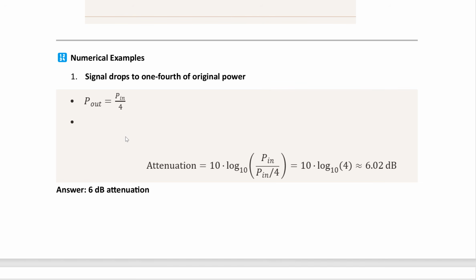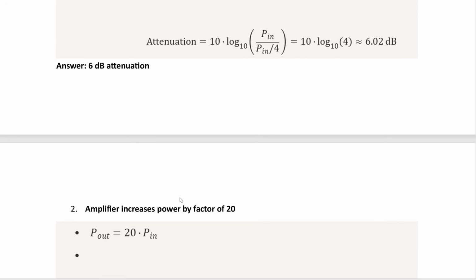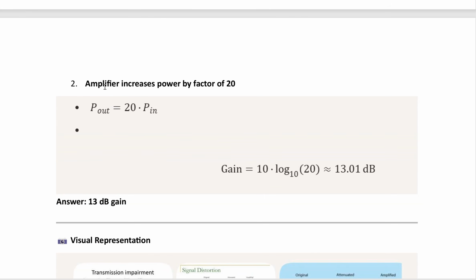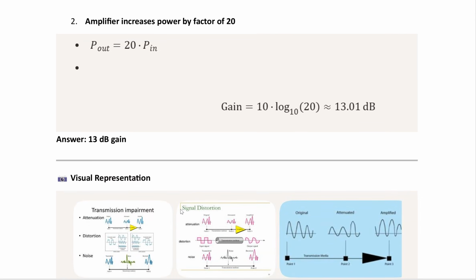So we have found the answer to the first problem, where the signal drops to 1/4 of the original power. The answer is 6 decibel. Second, it has been given that an amplifier increases power by a factor of 20. So the output power is equal to 20 times the input power. So gain is equal to 10 log10 20, and it comes out to be 13.01 decibel. That is, the answer is rounded to about 13 dB, right?